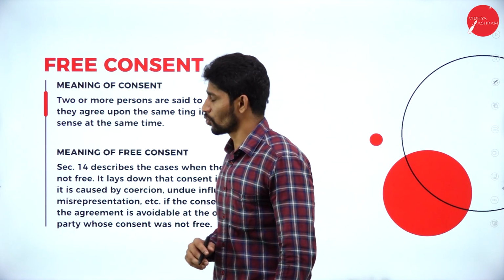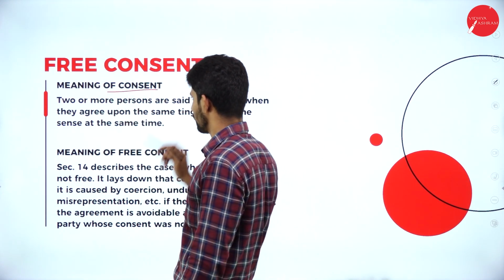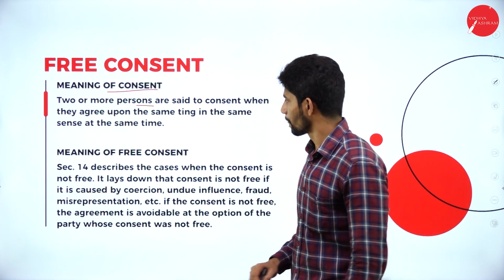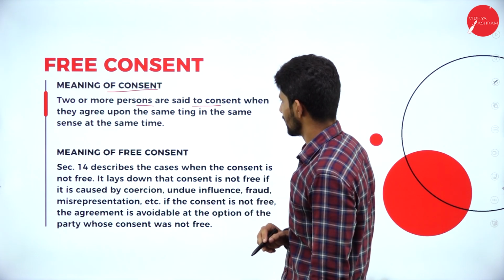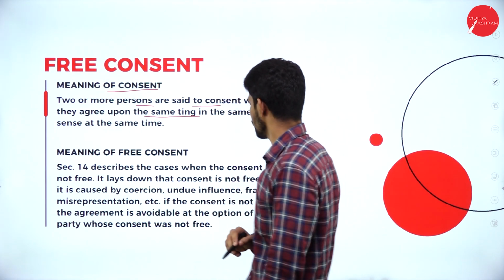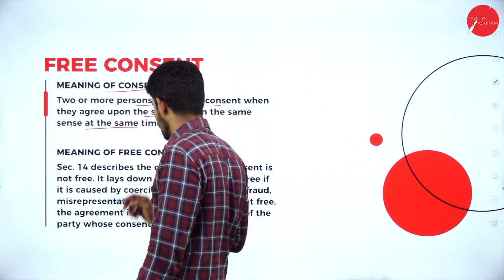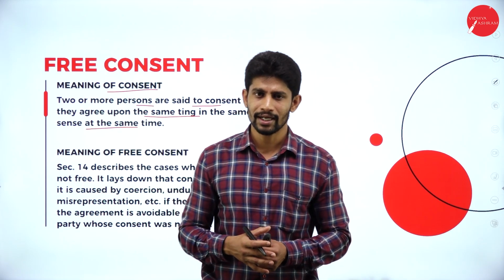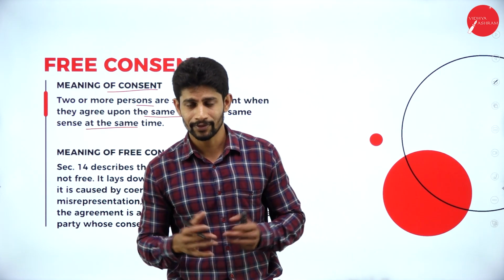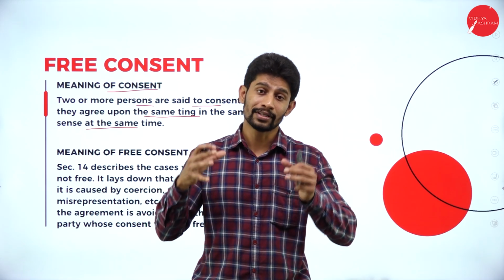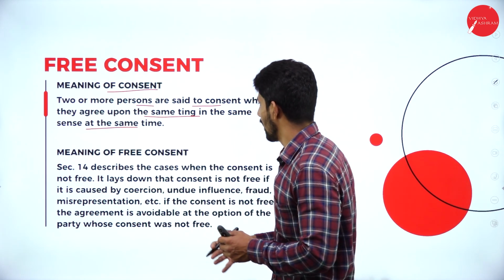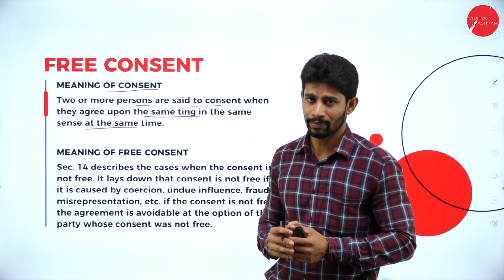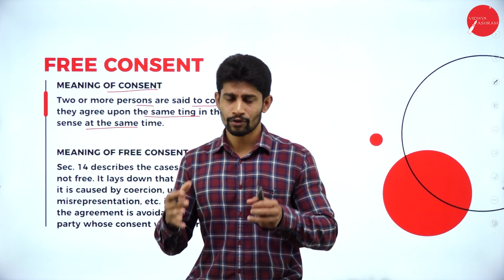Free consent. So what is this free consent? Meaning of free consent: two or more persons are said to consent when they agree upon the same thing in the same sense at the same time. So if two or three people come together and they agree on the same statement for the same situation at the same time and in the same sense, it is called free consent. That means giving our approval to a particular thing.